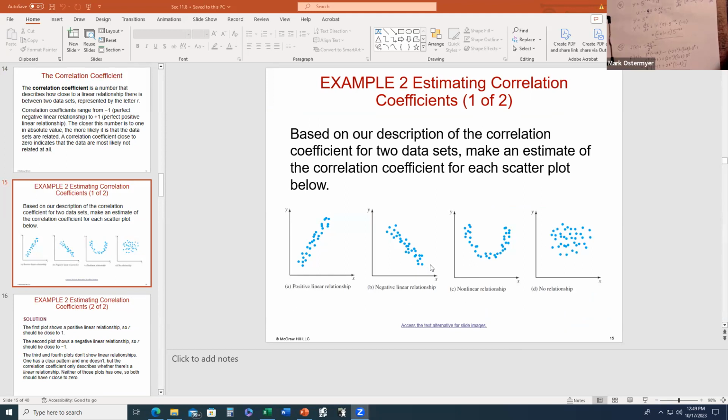So again, just to recap what we've learned so far, this would be a strong what? Positive correlation between X and Y, a strong negative correlation between X and Y. This is not a linear relationship at all between X and Y. This is more like a quadratic relationship between X and Y, and this would be no relationship whatsoever between X and Y.